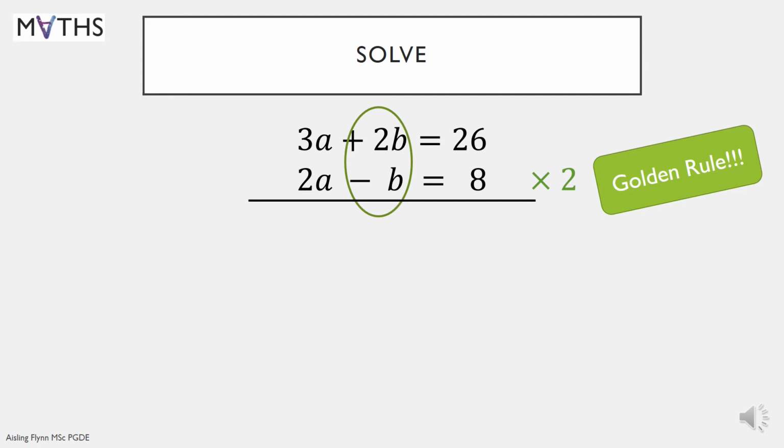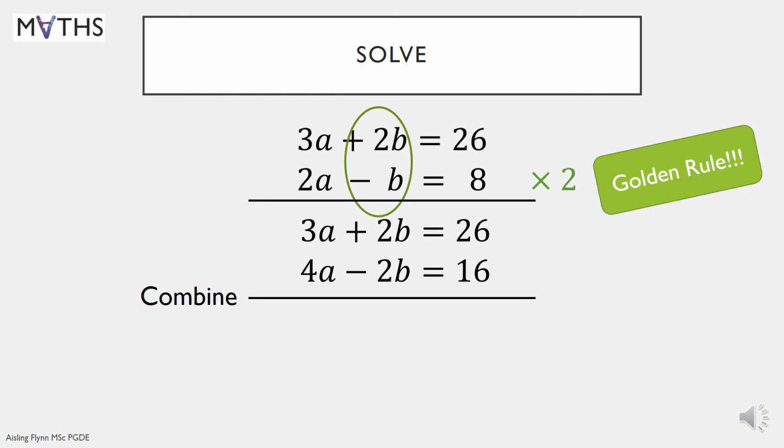So, starting again, the top equation stays the same, and the bottom one is going to be multiplied by 2. So we get 4a minus 2b equals 16. Stop and check that you've multiplied each single bit by 2. And left will still be equal to right. Now we're going to combine. And at this stage, we'll see that the plus 2b and the minus 2b eliminate each other. They're gone. And what remains?